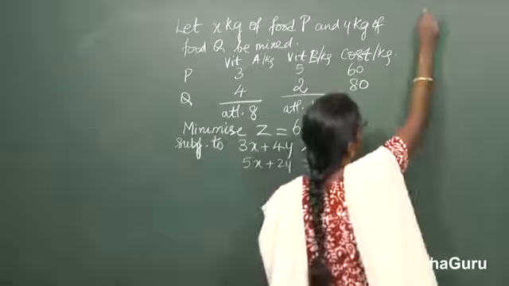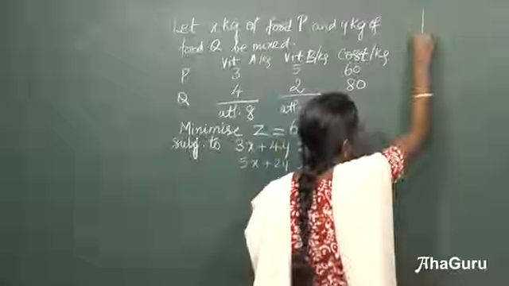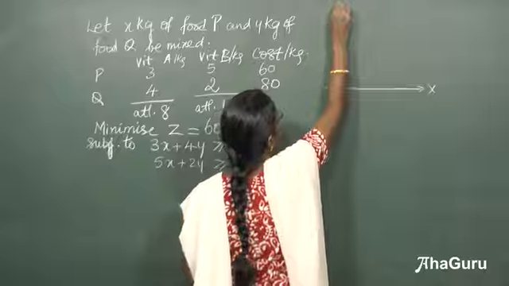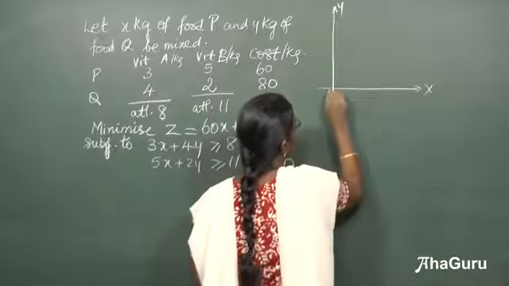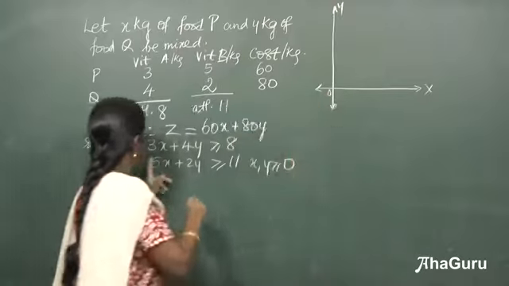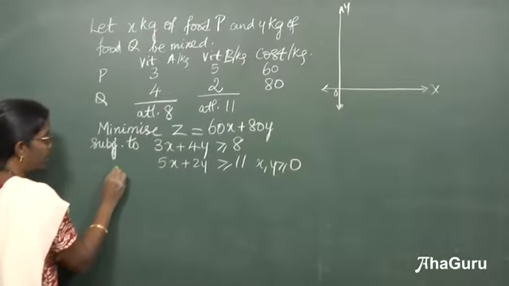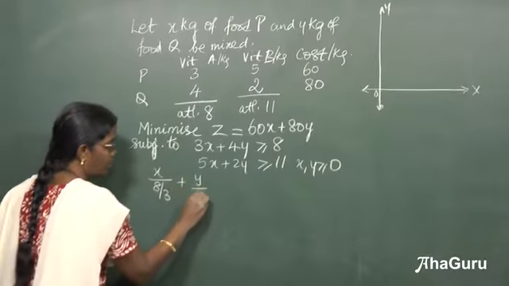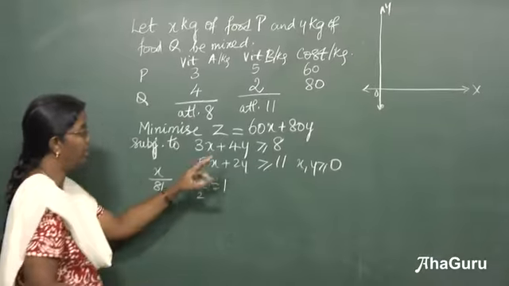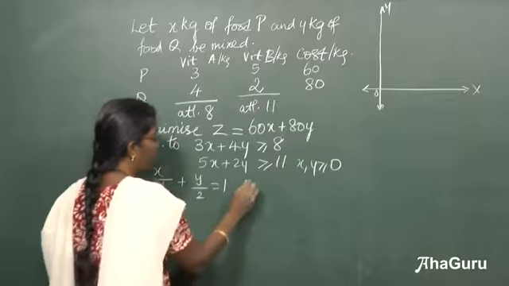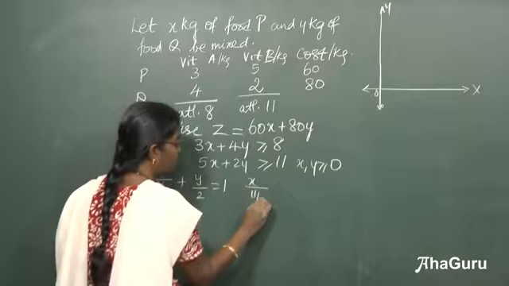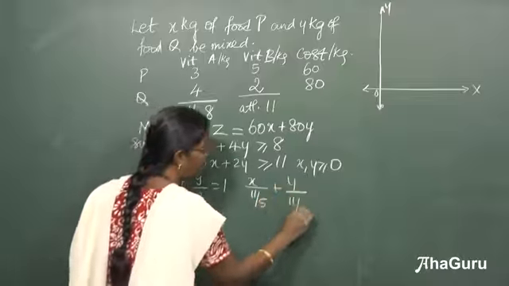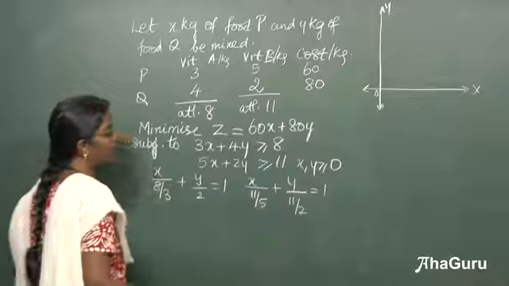Now, if I just go to the figure here, what are the coordinates I need? It will become x by 8 by 3 plus y by 2 equal to 1. That will be the first one. Second one is going to be x by 11 by 5 plus y by 11 by 2. This will be equal to 1.